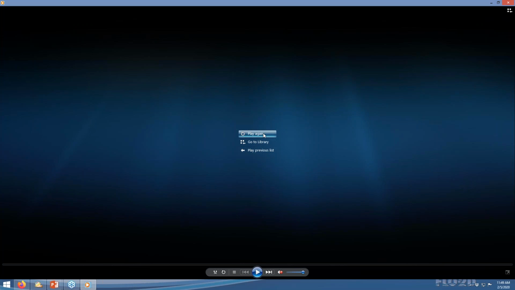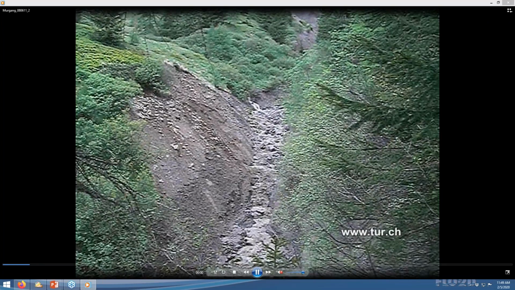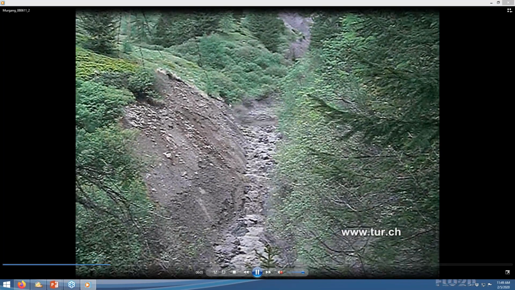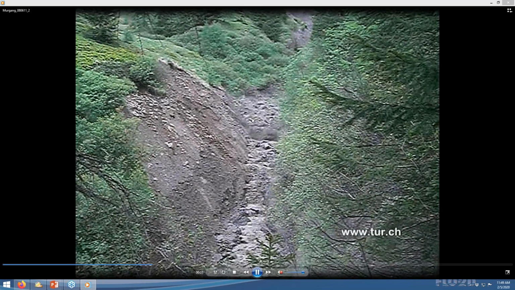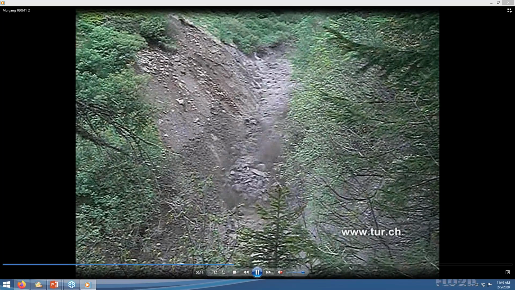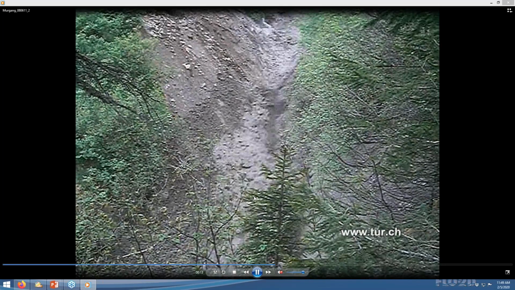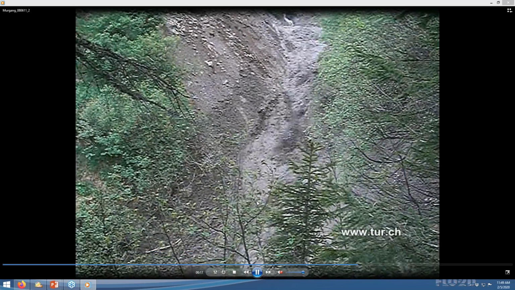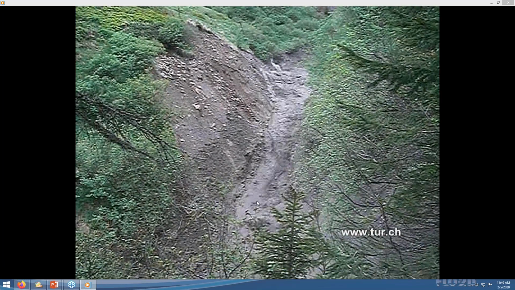So let me play it again for you. You see there's quite a bit of debris here, some additional loading of water. Here comes the frontal wave. This larger, coarser material has essentially caught up or is in the frontal wave, and the peak has passed, and the frontal wave is basically the peak flow. It's a very short-lived event.